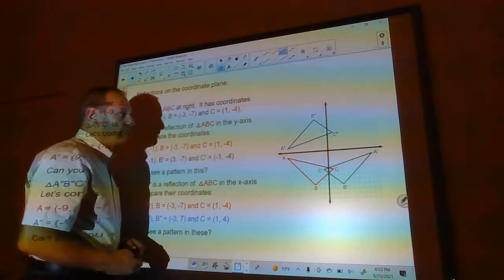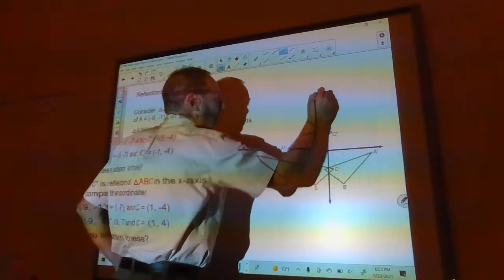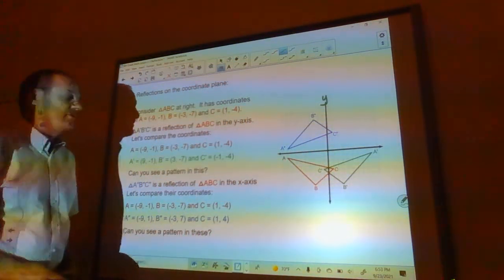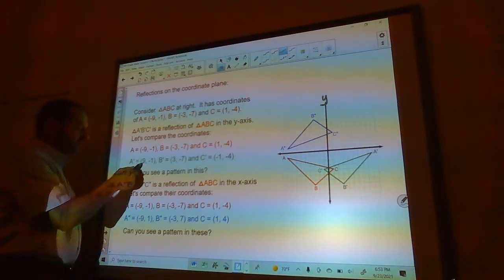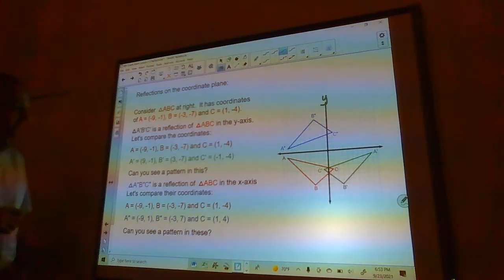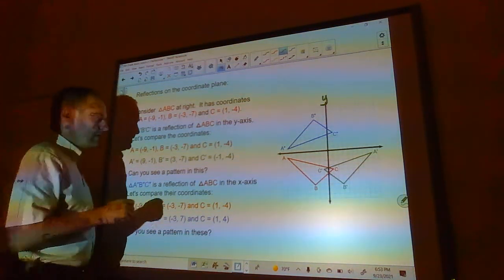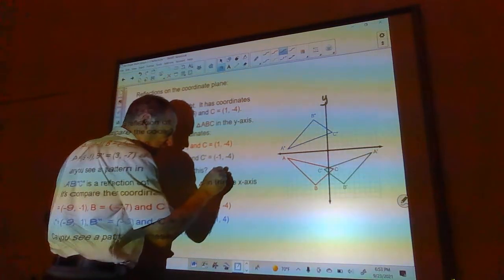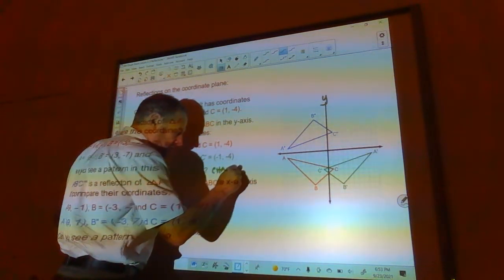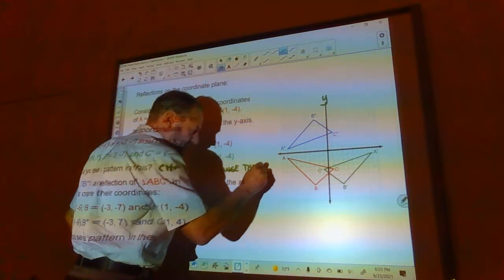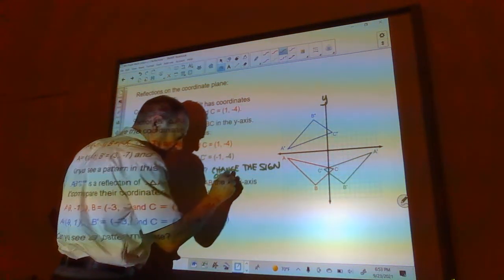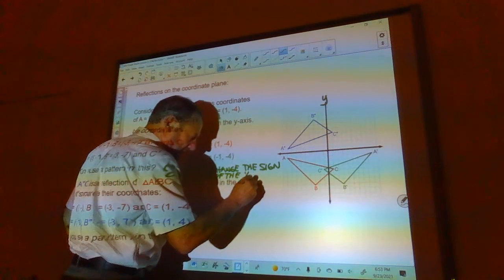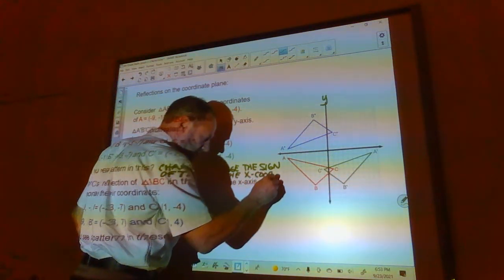Okay? So when we reflect something, this is the y-axis right here. When we reflect something in the y-axis, all you do is change the sign of the x-coordinate. Okay? So simply just change the sign of the x-coordinate.